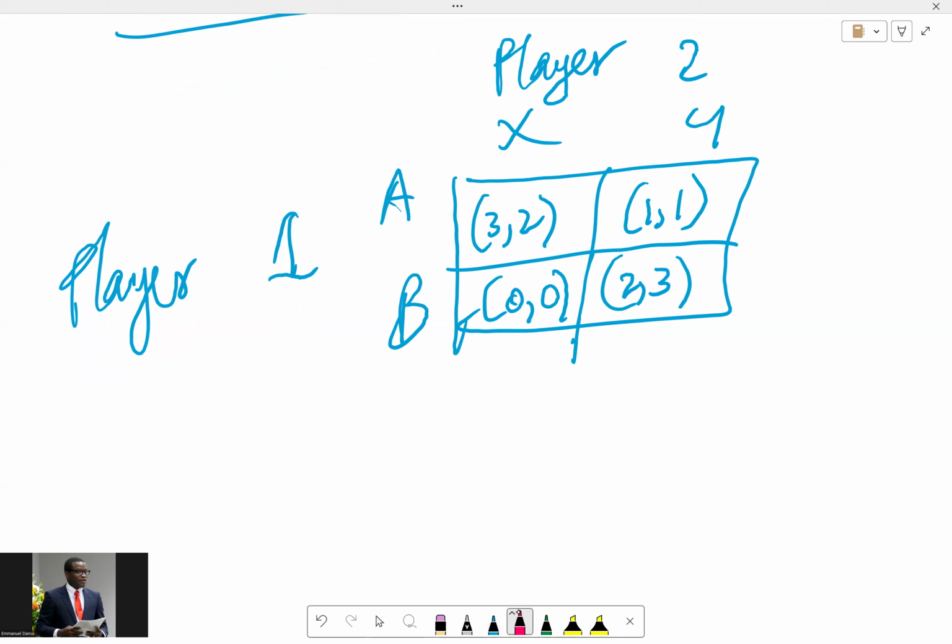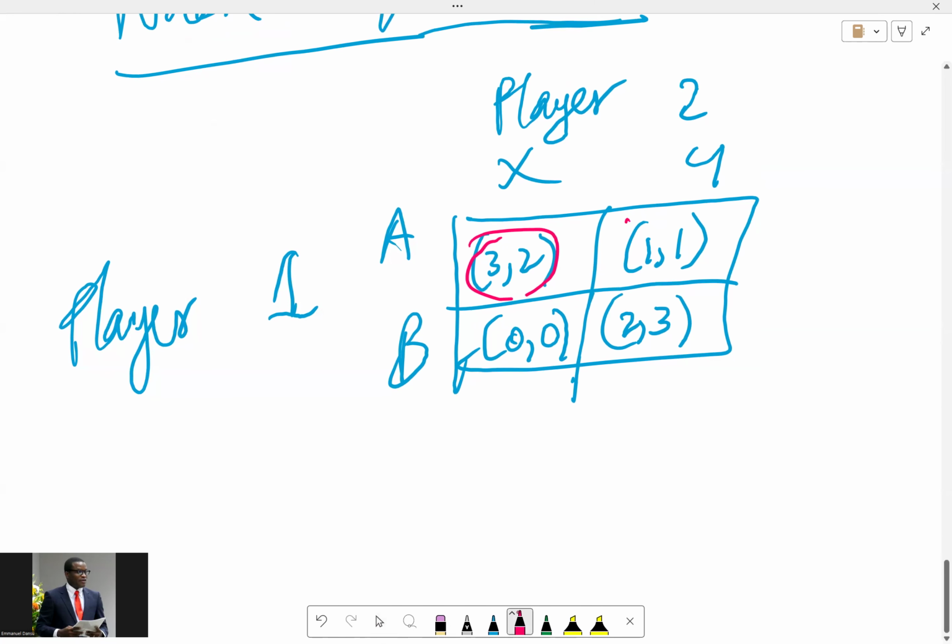Like we said already, for player 1, if player 2 chooses X, there are two options, 3 and 0. And player 1, being a rational player, will choose 3, so we can circle that. Then if player 2 chooses strategy Y, player 1 has the option to choose between 1 and 2. And as a rational player, player 1 wants the higher benefit, which is 2. So player 1 will go for this.